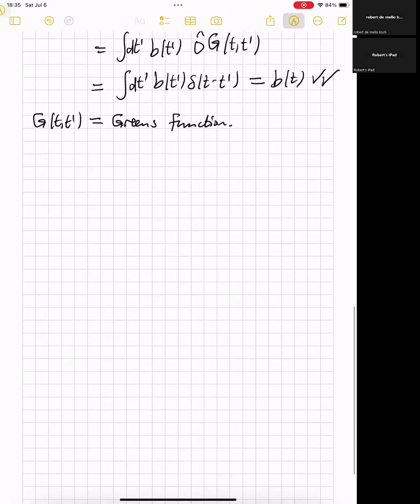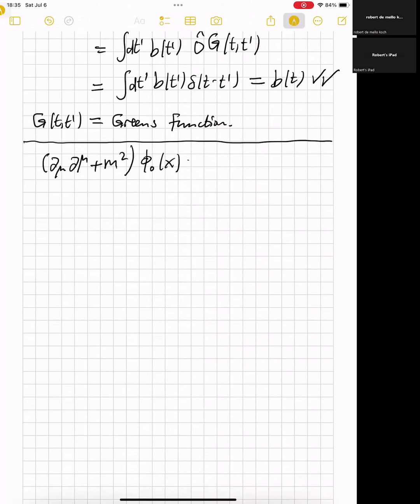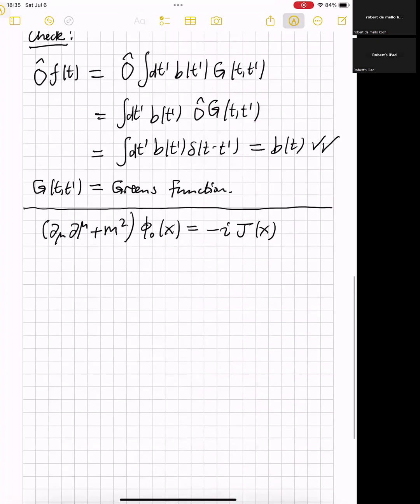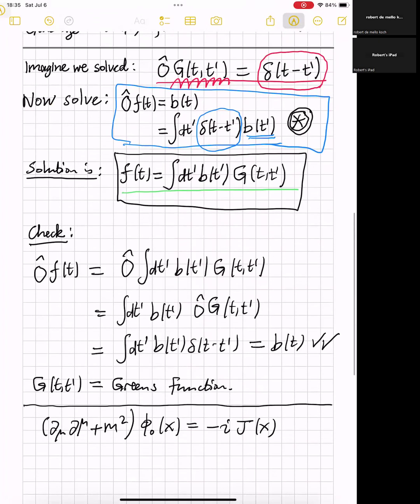Okay, so let's apply it now to our problem. So this is the problem we wanted to solve. We had d mu plus m squared phi naught of x is equal to minus ij of x. So let's solve this using the Green's function method. So we introduced the Green's function. Now, what was the Green's function? It was our linear operator, O hat. For us, O hat is d mu plus m squared. So this is what O hat is.